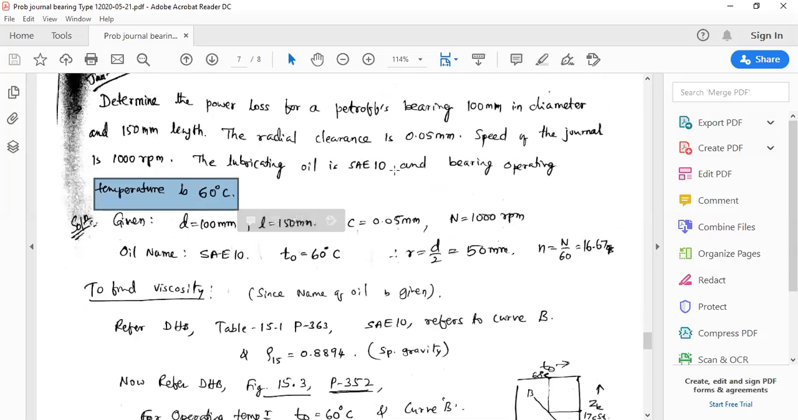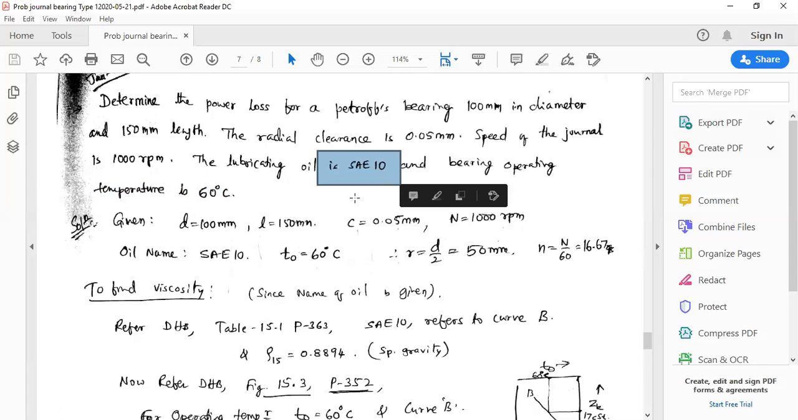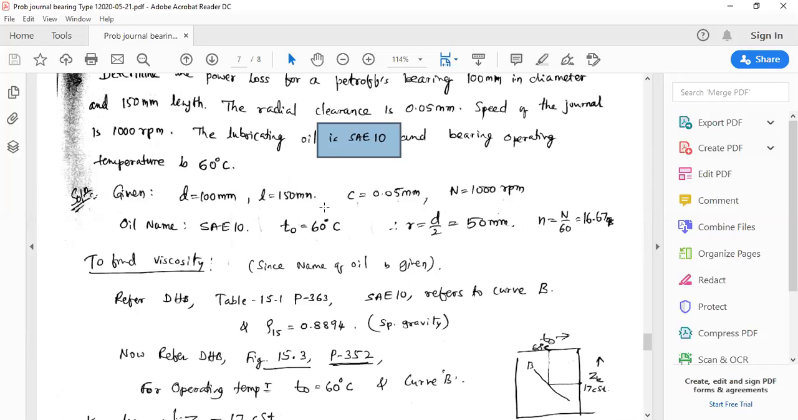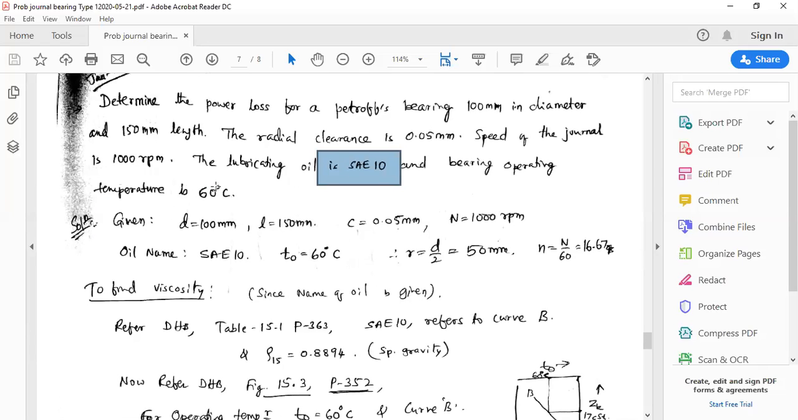So this is a little bit different here. Instead of giving the viscosity value, in this problem the name of the oil is given. So with this name of the oil, we have to get the value of viscosity first. That is what is different with respect to previous problems.